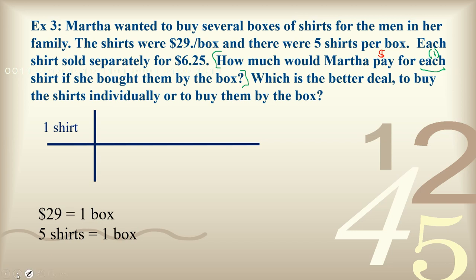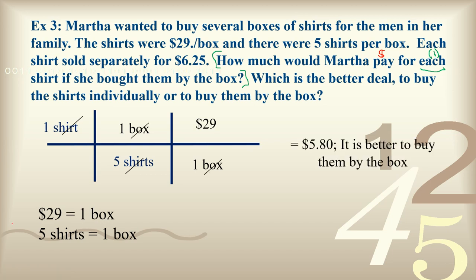Okay, so now that we have our conversion factors, we can start filling in our train tracks. Since I have shirt on the top, I want to put shirt on the bottom. The number that goes with that is 5. So for every 5 shirts, that's 1 box. Okay, so now I know how many boxes, but that's not what they asked me for. They want money. So now we're going to use the other conversion factor. I'm going to put the 1 box on the bottom. So it cancels out, and that was equal to $29. So when we multiply across the top, multiply across the bottom, and divide, we see that each shirt is going to be $5.80 when you buy it by the box.